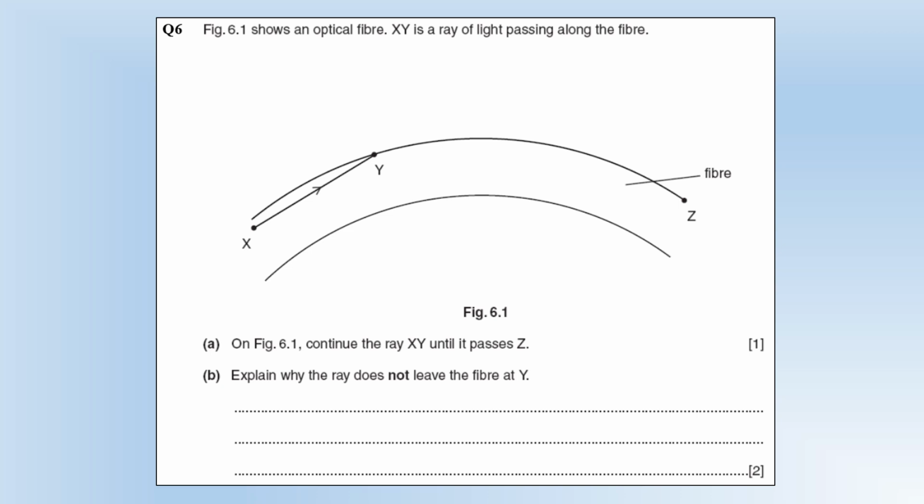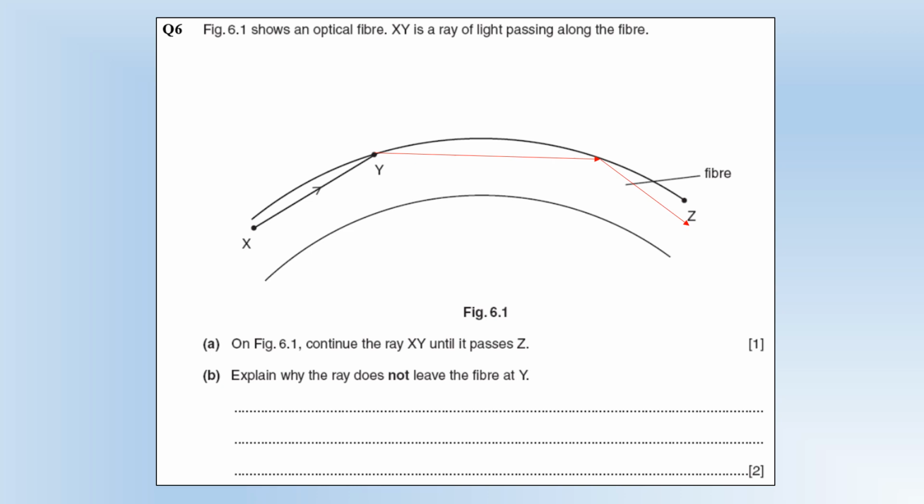So the diagram shows an optical fiber. XY is a ray of light passing along the fiber. On the diagram, continue XY until it passes Z. So optical fibers work based on total internal reflection. So essentially what we should see is a series of reflections with the angle of incidence roughly equal to the angle of reflection.